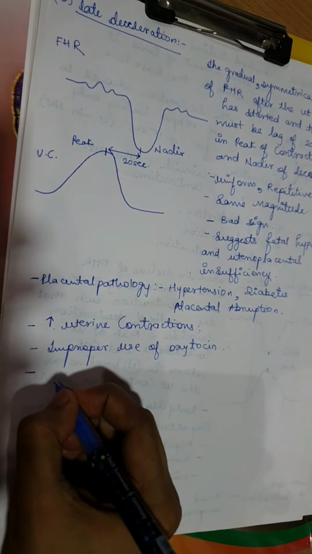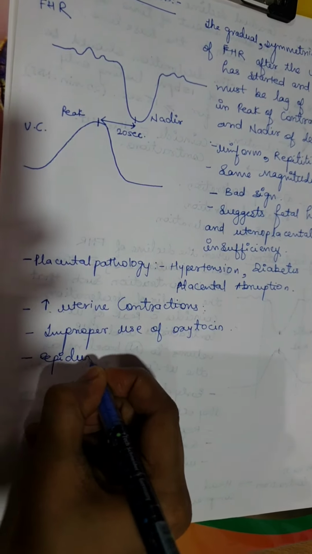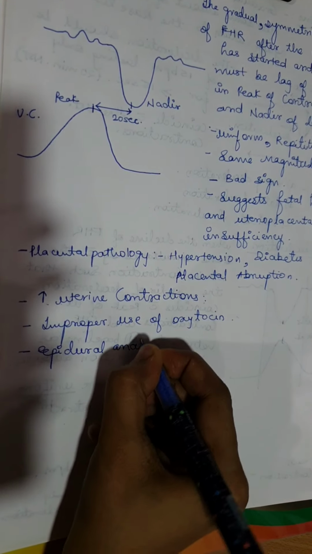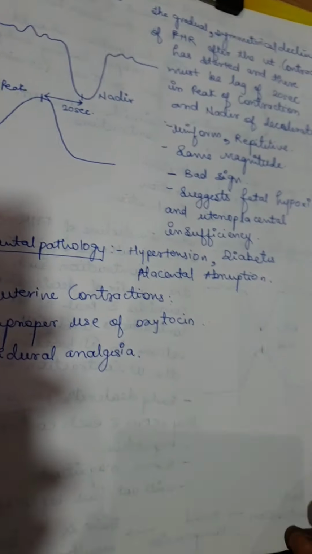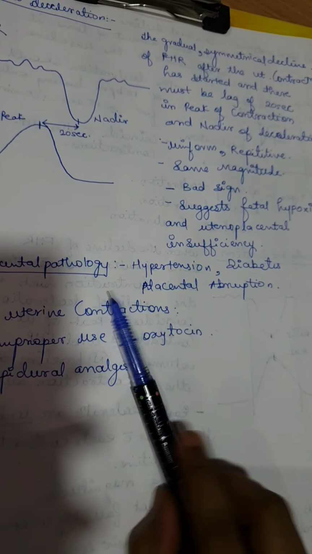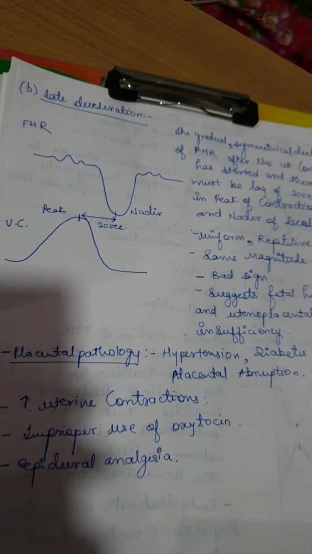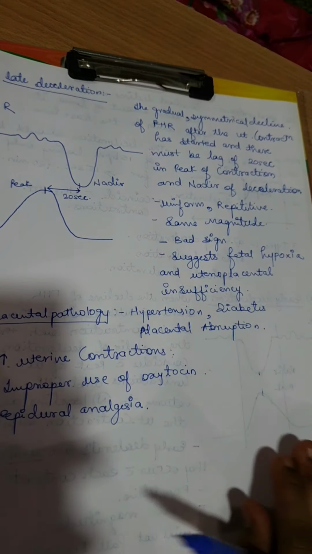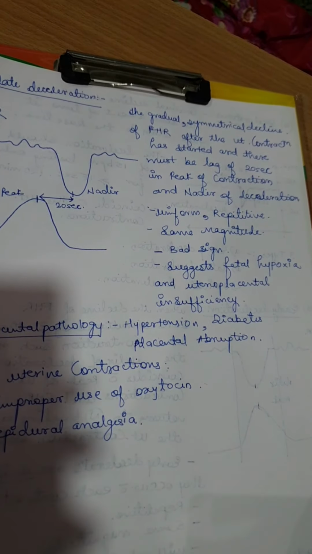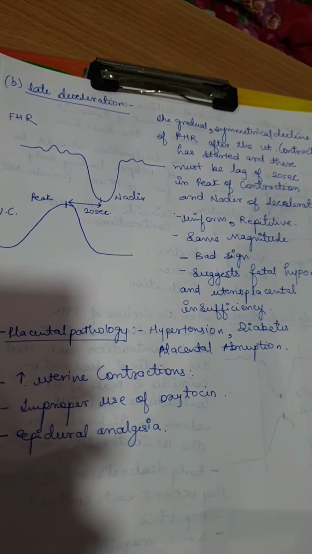Third, if you have given epidural analgesia, there will be uterine hyperactivity due to oxytocin stimulation, and if there is any placental pathology due to maternal hypertension, maternal diabetes, or placental abruption, you will see the late deceleration. Late deceleration is a bad sign. You have to carry out the delivery as early as possible.